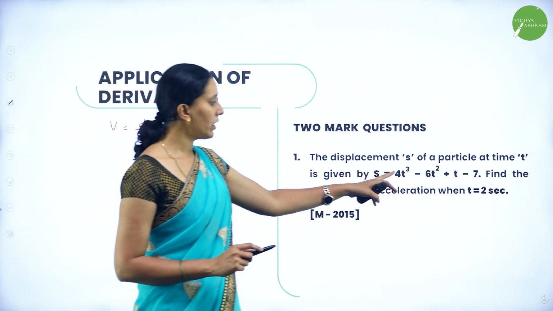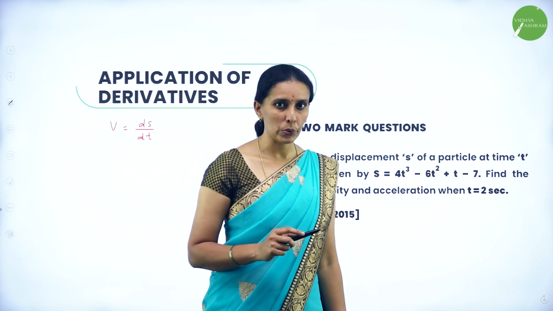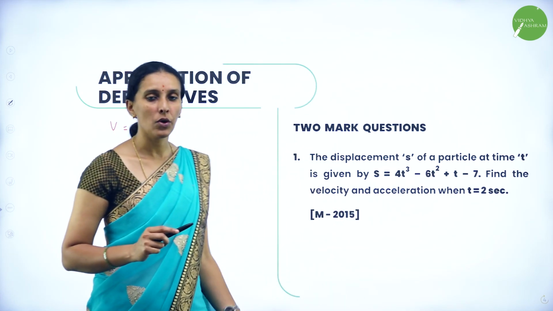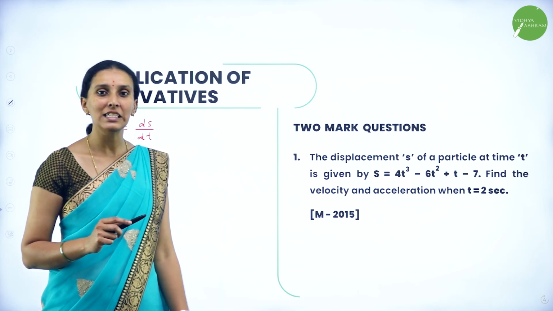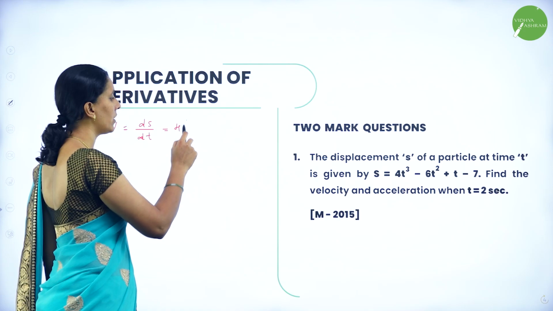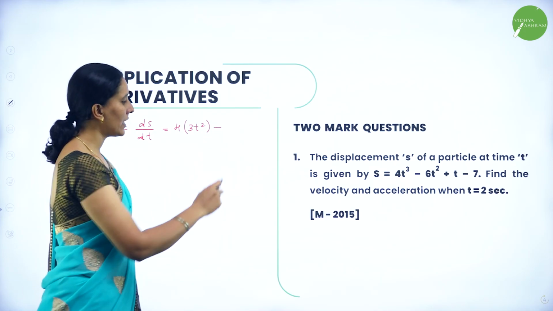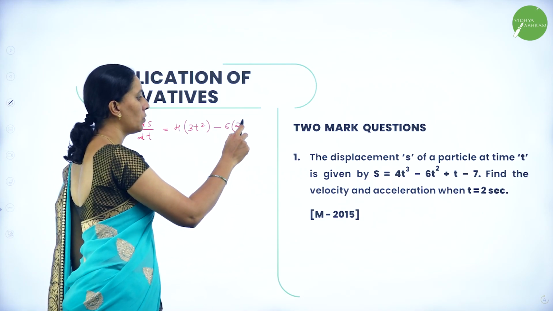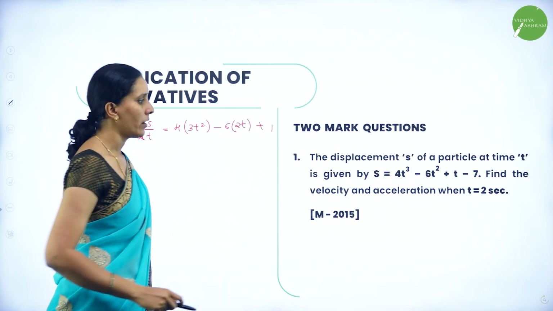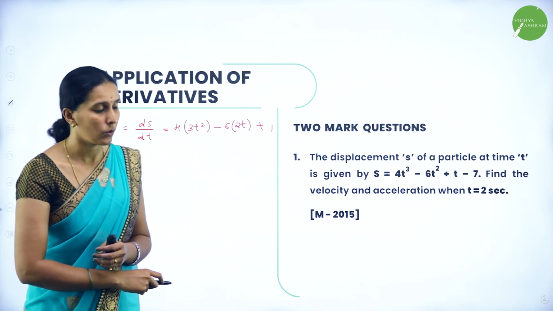So, when you derive t cube, you will get 3t square. T square is considered as 2t and t is considered as 1. So, you can take the parameter as t here. Therefore, here you will get it as 4 into 3t square minus, next we have 6 into 2t plus 1, and as for minus 7, it's a constant whose derivative is 0.